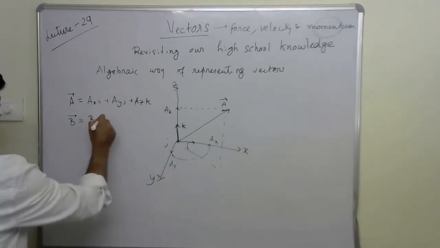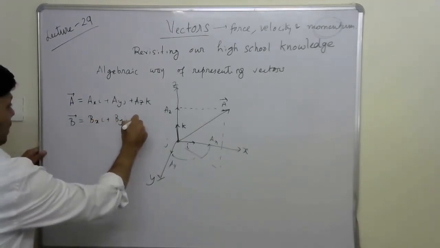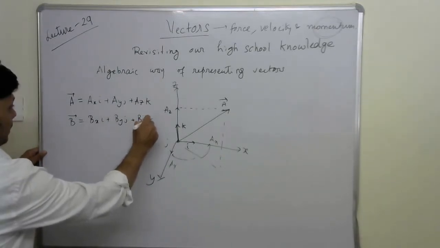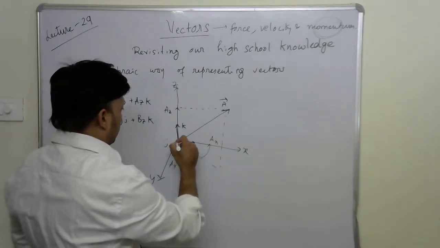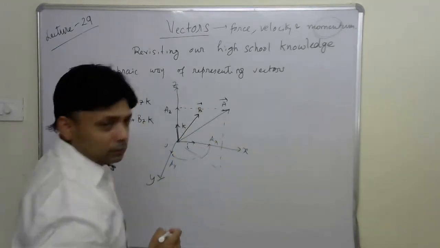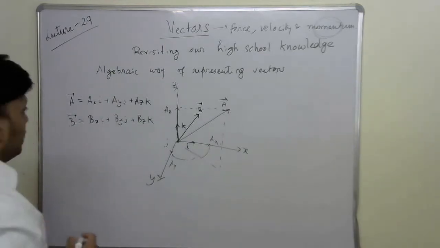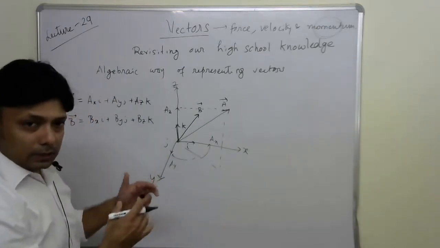Bx i plus By j plus Bz k. Alright, so these are the two vectors, so I can also draw that vector B over here. Okay, so now let's quickly come into our context.